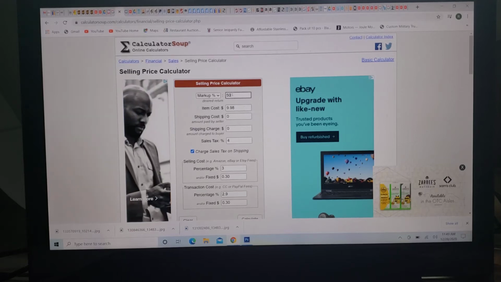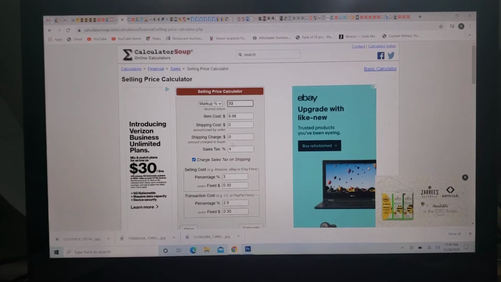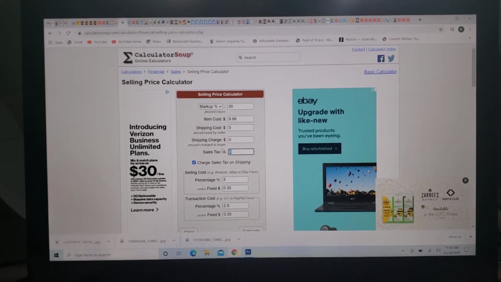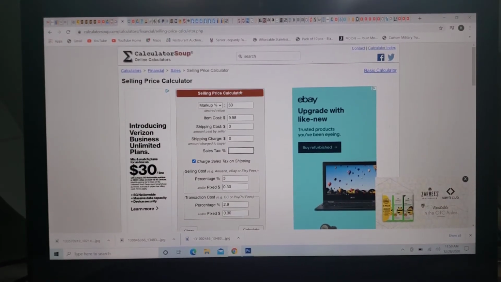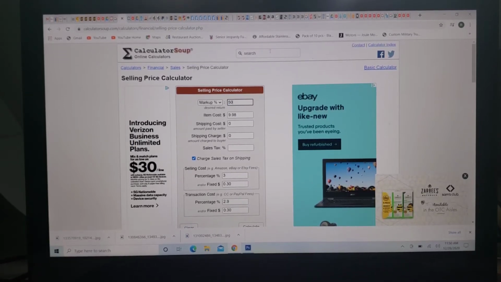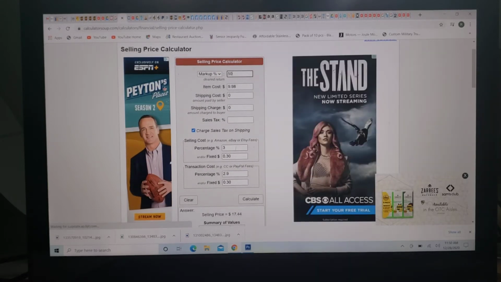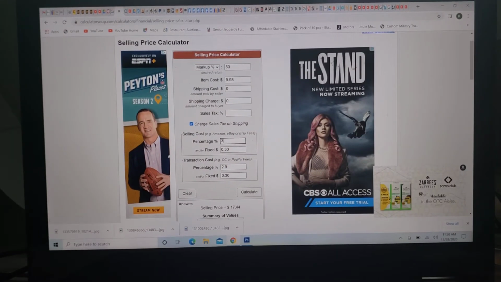So let's say here we go. Let's say we want to do a 30% at the $9.98. Let's say I don't pay sales tax. Or actually, we're going to leave this at 50 so you can see the big difference. Here's what I'm going to do. I'm going to show you a few things on it. So, okay, we're going to go 50. We're not charging anyone on that. Let's say you sold it on your store instead of Amazon or eBay. Or Etsy, for instance.